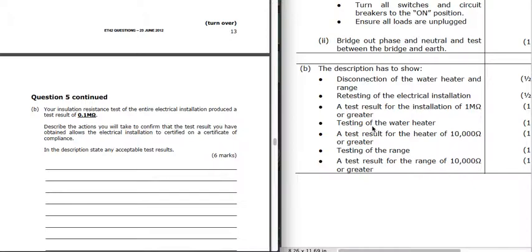We then test the water heater and look for a result greater than 10,000 ohms, and then we test the range and look for a result of 10,000 or greater. And if all of those situations occur, then it must be safe. The installation is above 1 megohm without those 2, and those 2 are above their required 10,000.